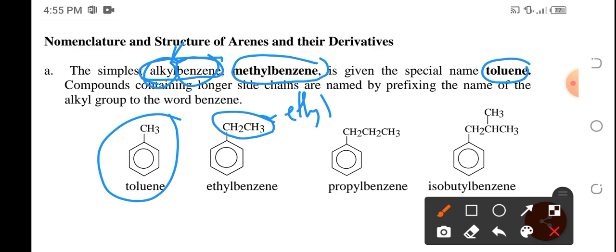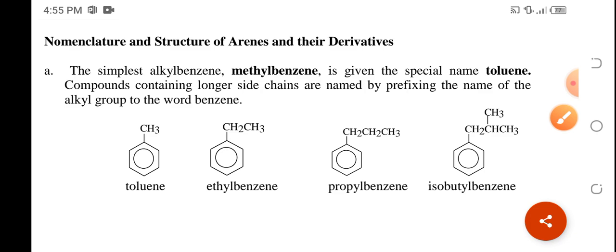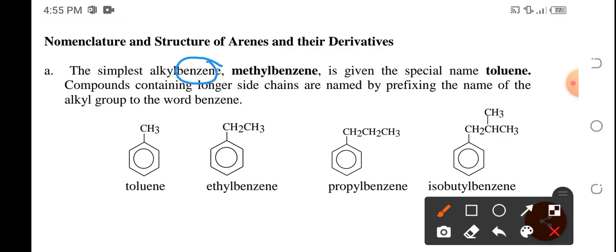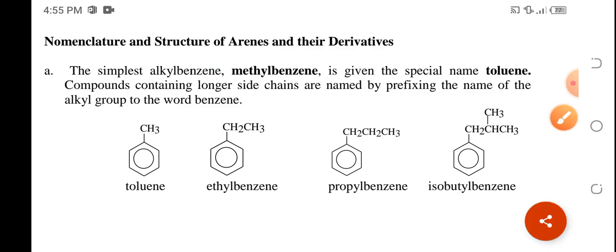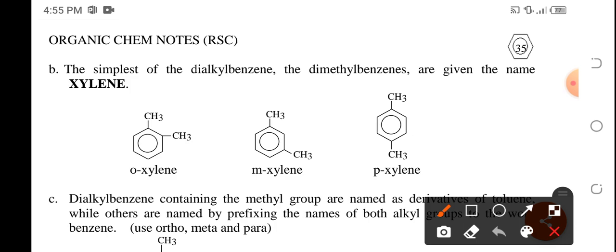In naming alkyl benzene, the benzene ring is the parent chain. That's why it's written at the last part of the IUPAC name. This aliphatic or alkyl group is named as the substituent. So this is ethyl benzene, this one is propyl benzene, and this is isobutyl benzene. I'll repeat: for alkyl benzene, the benzene ring is the parent chain and the alkyl groups are the substituents.